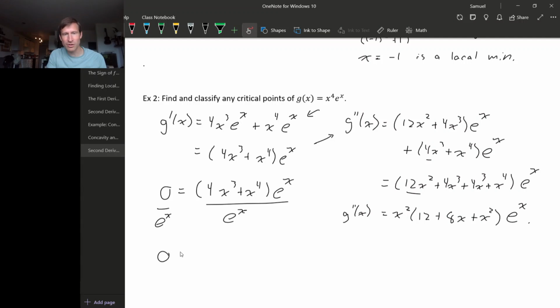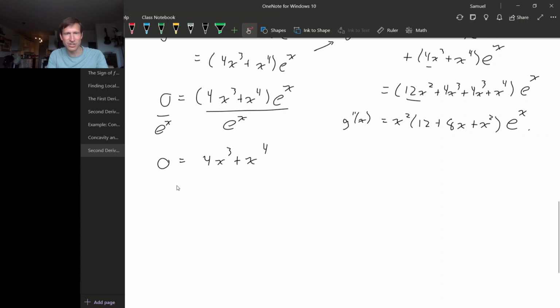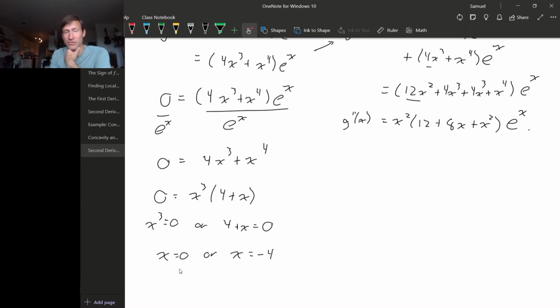So on the left we get 0, on the right we get 4x cubed plus x to the fourth. And to solve this, why don't we factor out x cubed? So 0 equals x cubed times (4 plus x). All right, so that means x cubed is 0, or the other possibility is that 4 plus x is 0. So either x is 0, or x is minus 4. So we have two critical numbers, x equals 0 and x equals minus 4.